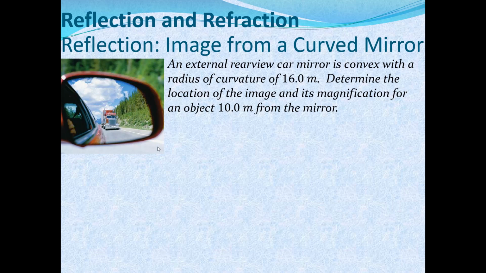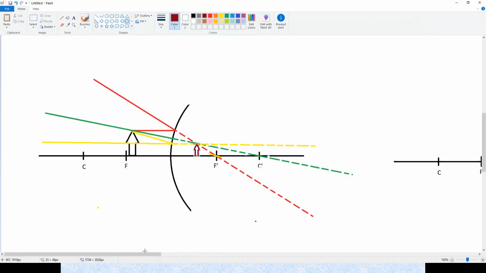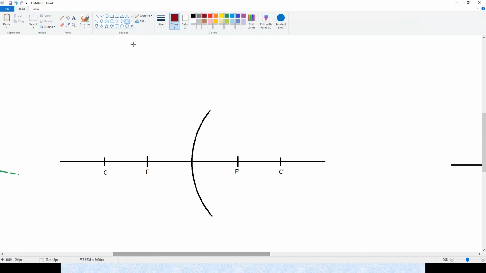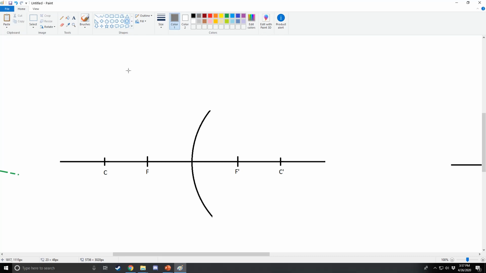All right. So here's a convex lens. So this is a diverging mirror. What we're going to do is a quick drawing of this. Let me check real quick. The object is 10 meters from the mirror, with a radius of curvature of 16 meters. So in my drawing, this distance is going to be 16 meters. So 10 meters would be, or sorry, the object is placed right about here.